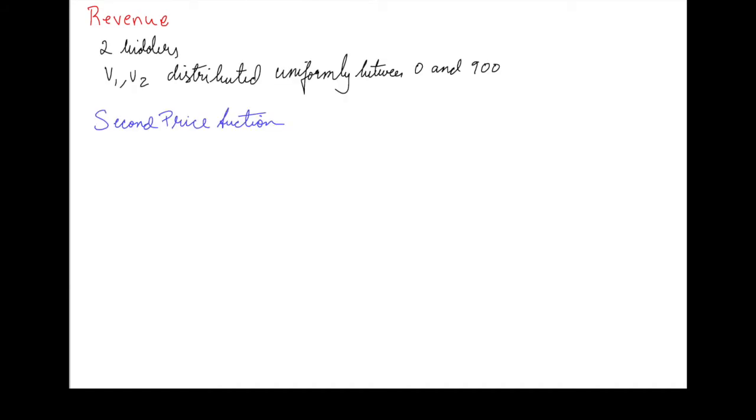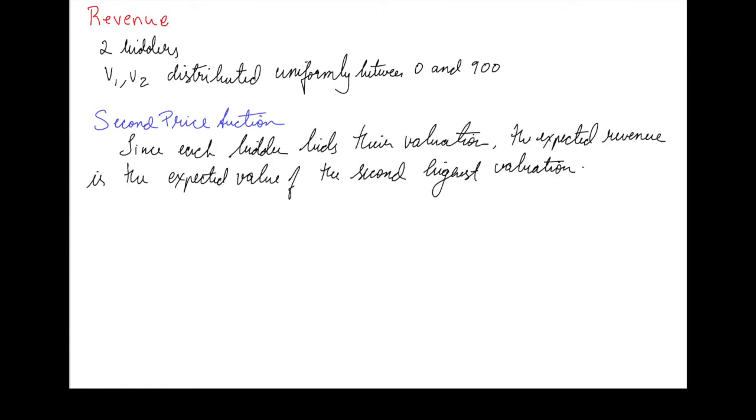Each bidder bids their valuation in the second price auction, as we saw. So the expected revenue is the expected value of the second highest valuation, because the payment is going to be the second highest bid, which is the second highest valuation when they both bid their valuation. Let's calculate that. The way we're going to do that is to take V1 as given, calculate the expected value of the second highest valuation conditional on V1, and then take the expectation of that with respect to V1. Sounds a little complicated, but we'll walk through it.